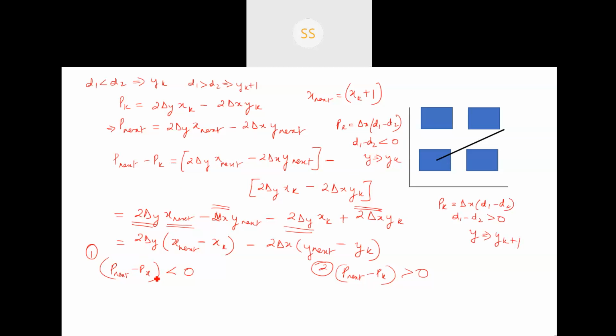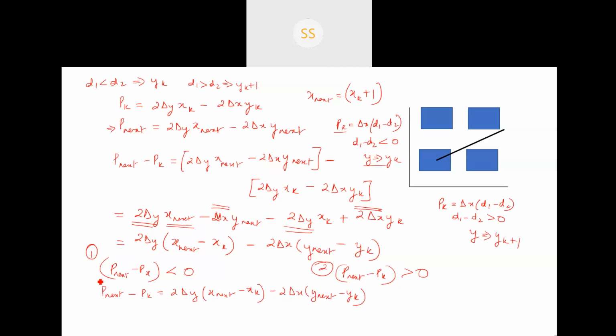Okay, my y value is going to be my yk. So how do I write this? How do I find the equation of my p next? So what is the value of my p next? P next minus pk is actually equal to 2 delta y times (x next minus xk) minus 2 delta x times (y next minus yk).